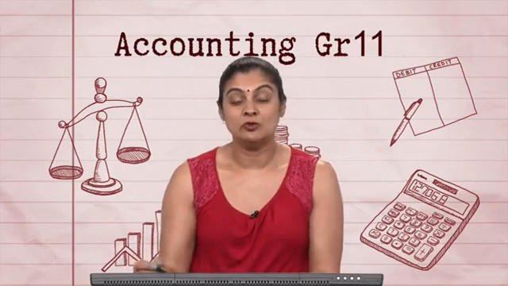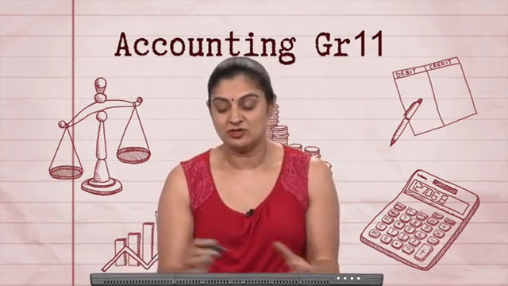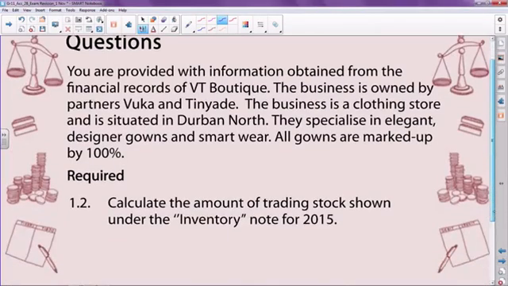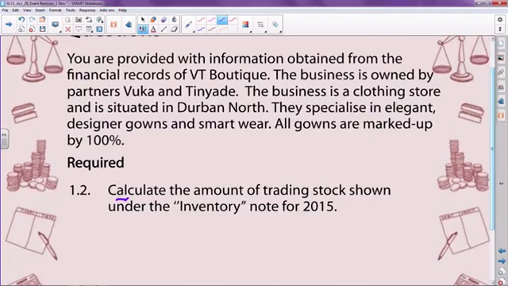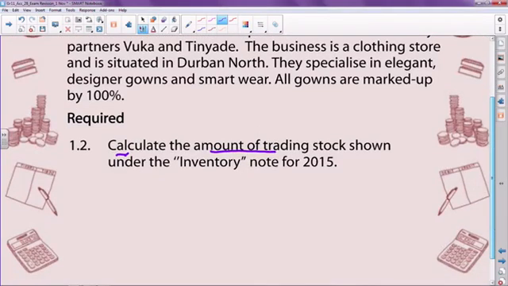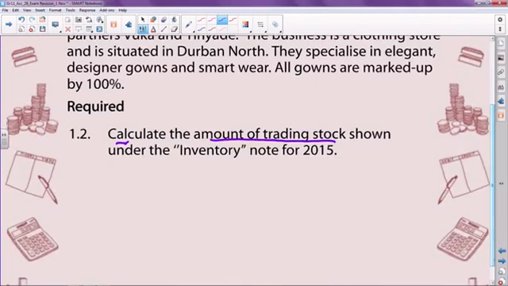Right, let's now move on to a bit of interpretation. So we've done the calculations, let's now go on to interpretation. Okay, the next calculation, not interpretation, so there's one more calculation, but quite a nice question because you are often asked this in the exams. Calculate the amount of trading stock shown under the inventory note for 2015. So we need to calculate the value of trading stock or the value of inventory. Okay, so let's look at how we're going to go about doing this particular calculation.